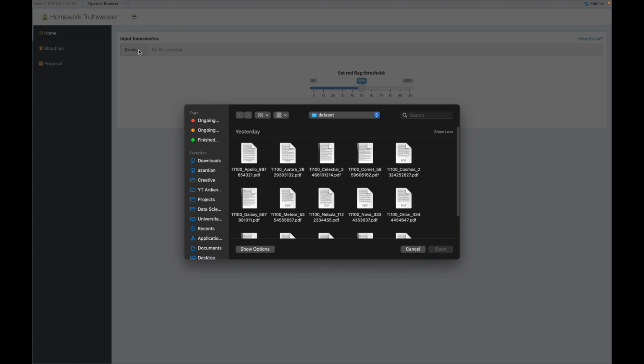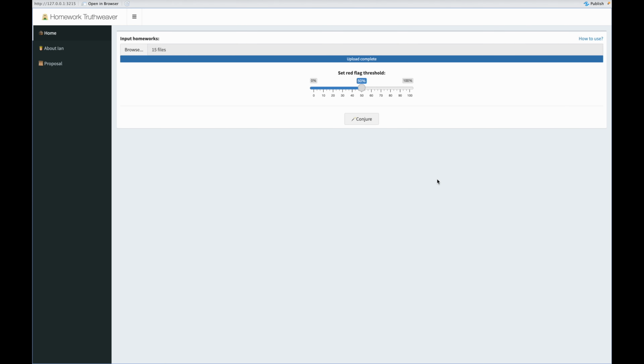So first, of course, you're gonna need to have the homework documents, and they all must be in PDF formats. And let's just upload them all. Okay, now you're gonna need to set the red flag threshold. What is red flag threshold? Basically, any pair of homeworks that has similarity equal to or more than this threshold is gonna be considered red flag. Let's set it to 30% and just click this button right here.